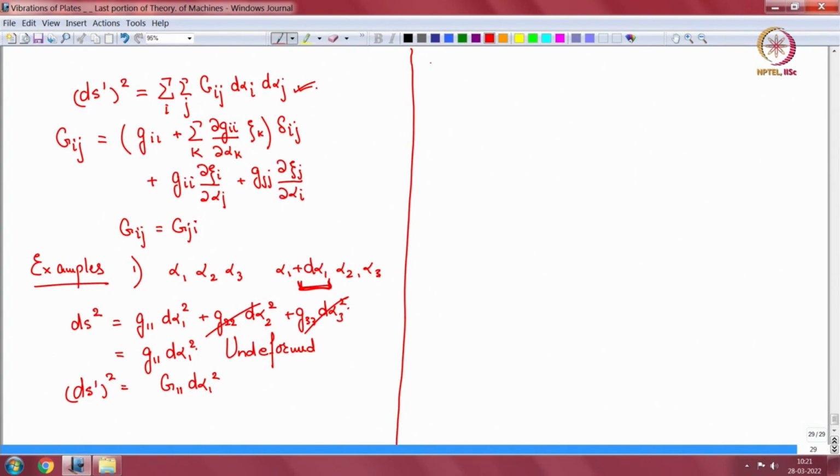Similarly, second example, very similar: if we have a point at alpha 1, alpha 2, alpha 3, and the second point is at alpha 1, alpha 2 plus d alpha 2, alpha 3, then the undeformed squared length is g22 d alpha 2 squared, and the deformed length is G22 d alpha 2 squared.